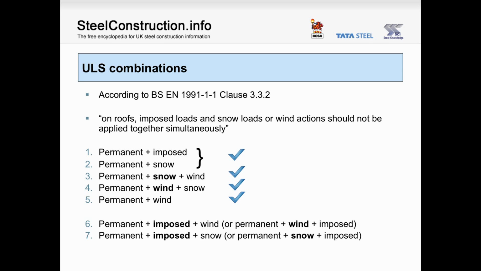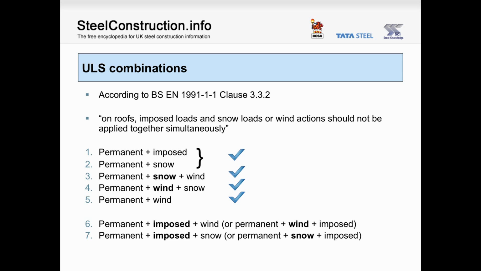We certainly need to consider the first 5, although if we examine combination number 1 and combination number 2, one of them will be more critical. Either the imposed load on the roof or the snow will be larger than the other. Combinations 3 and 4 are almost the same, but in combination number 3, snow is the leading variable action and wind has the psi factor applied. In combination number 4, wind is the leading variable action and snow has the psi factor applied.